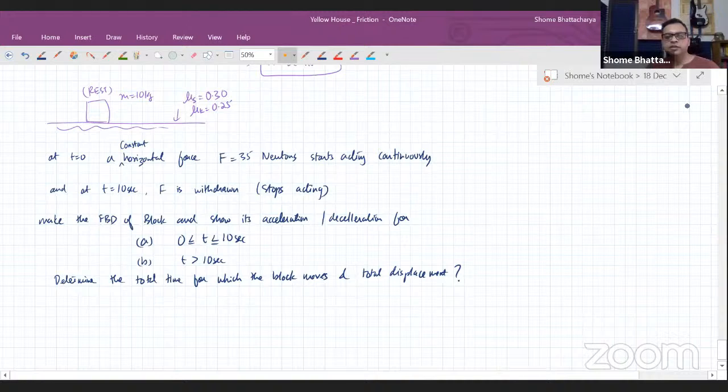So one FBD you already know. It's the same as the third part of the last question that we've done. But now you have to think carefully about what will happen when we withdraw the external force. So think a little bit in terms of kinematics also. You know the value of acceleration and you know the body started from rest. So you know what's happening between 0 and 10 seconds in terms of kinematics also. It has a constant acceleration because F is constant.